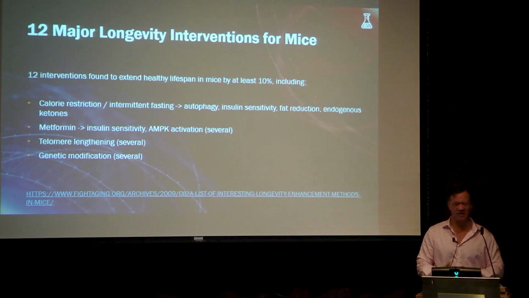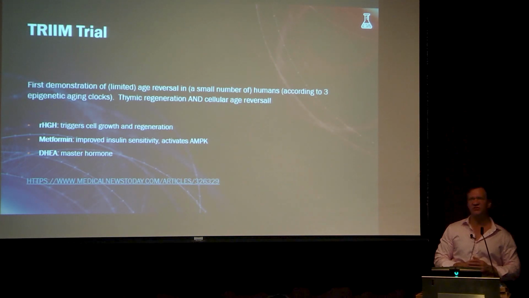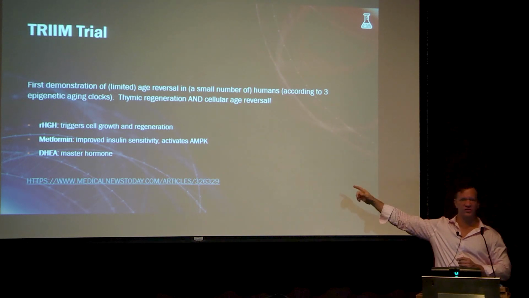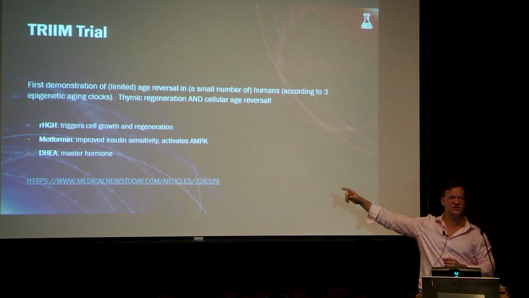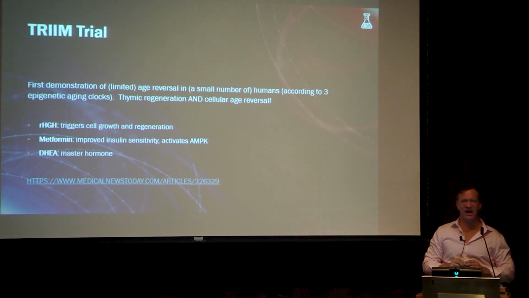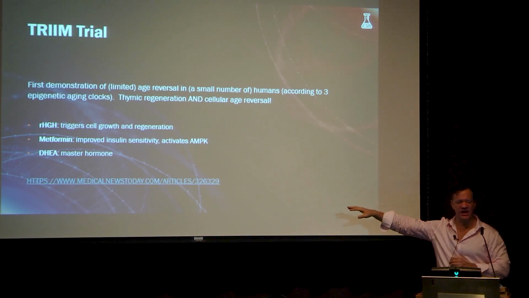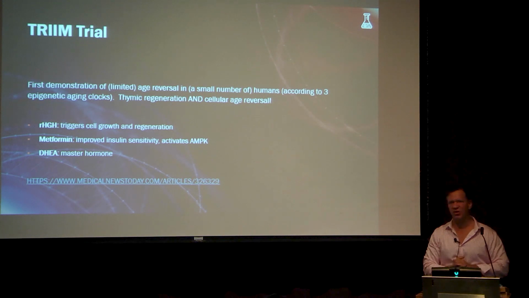Telomere lengthening, and genetic modification. The TRIM trial. Now this is the really, really exciting one. This is the first trial that essentially proved that we can start to reverse aging in humans right now. This was a combination of 3 different drugs that was given to people over the span of about a year and a half, only about 10 people, so the sample size is pretty small, but it was a combination of human growth hormone, metformin, and DHEA, which is essentially a master hormone, but you can buy it at your local CVS or Walgreens.